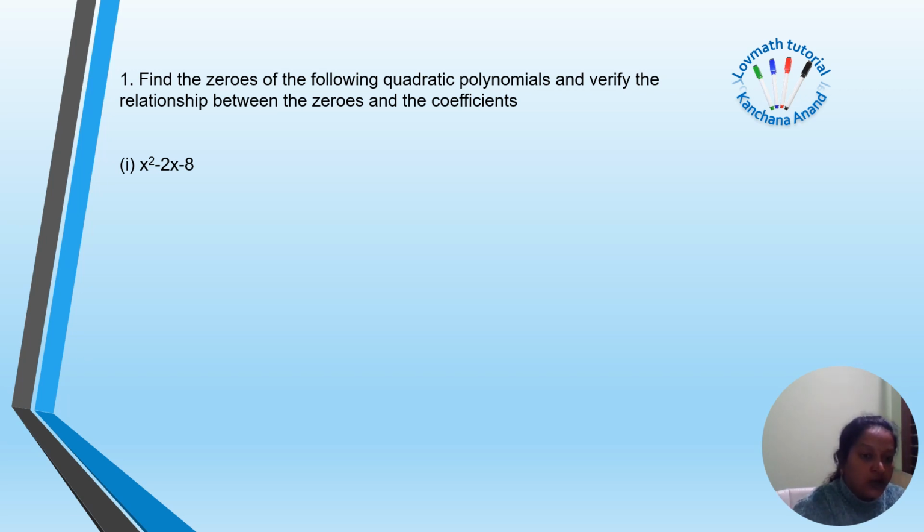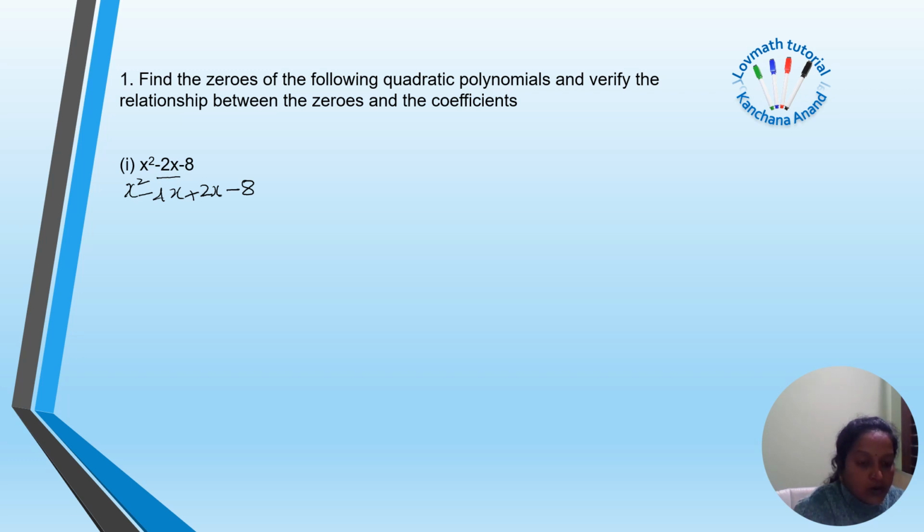So before finding the relationship between the zeros and the coefficients, here we have to factorize this quadratic equation first. So let us factorize this equation. Here x square minus 2x, we can write this minus 2x as minus 4x plus 2x, and 8 as it is, this minus 8.